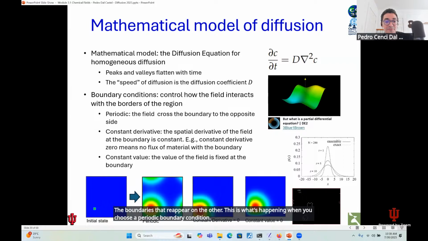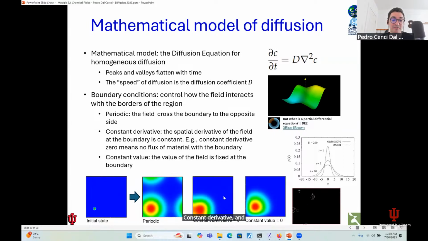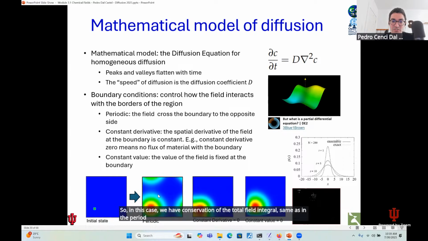Constant derivative, and here I'm giving an example. Most used example, constant derivative equals 0, which means that there is no material being exchanged at the boundary. So in this case, we have a conservation of the total field integral, same as in the periodic situation.